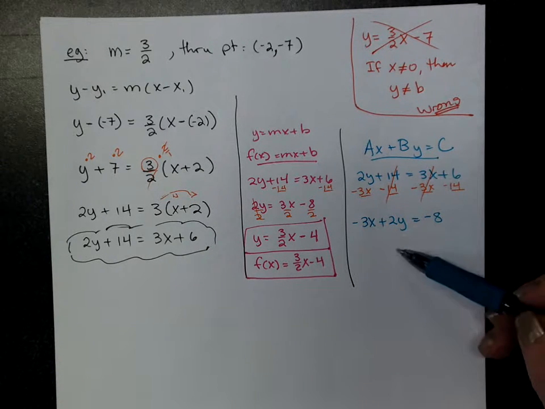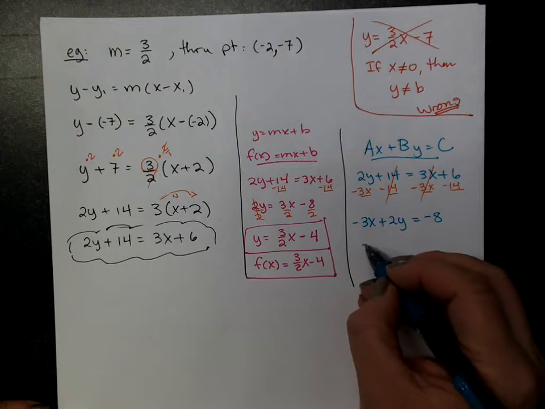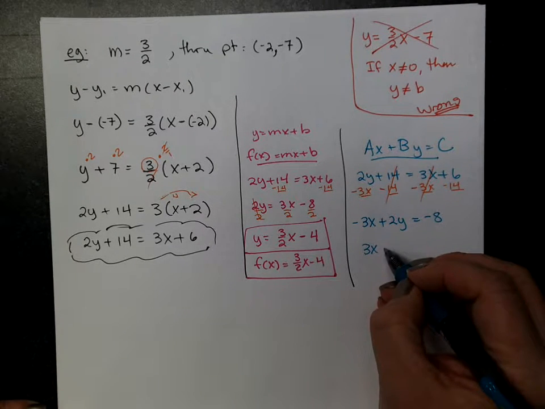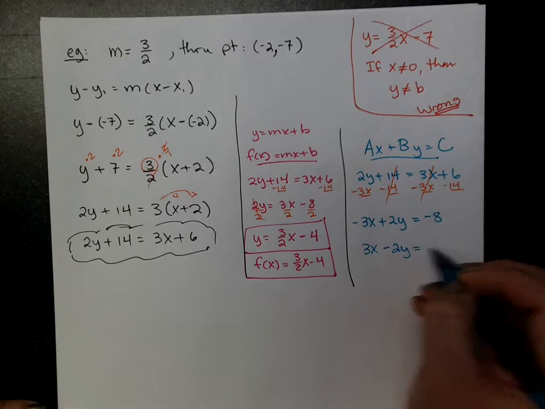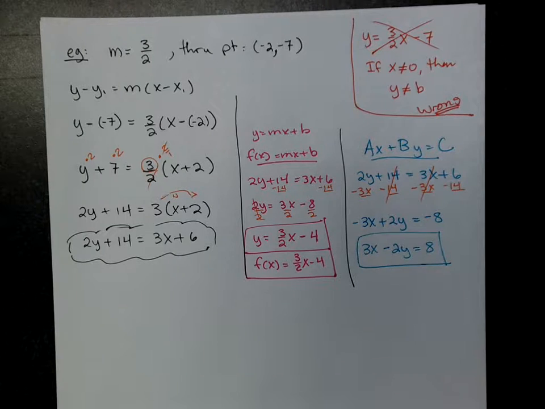Exactly the form. Variables on the left in alphabetical order and the constant on the right, just by using my addition property to move things across the equal sign. And then, right, 3x equals positive 8. Flipped every sign, so that's fair.